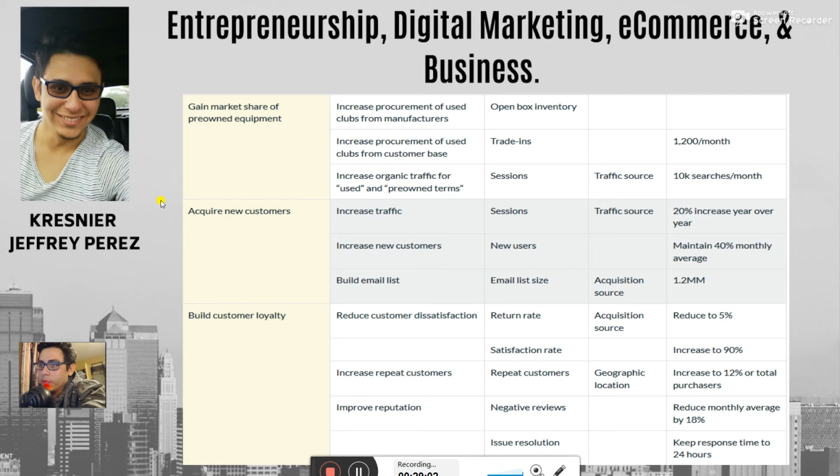On here, you're going to see the objective, the goal, the segment, and the target. Acquire new customers, increase traffic. Look at your sessions. So look at how many people are leaving your website as an example. Look at the source of the traffic and then determine how much you want to increase that source of traffic by.